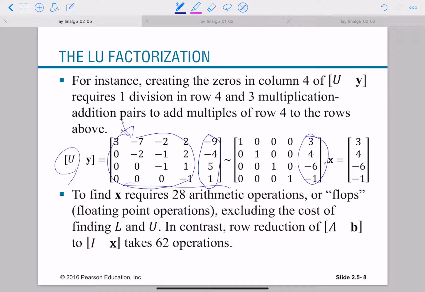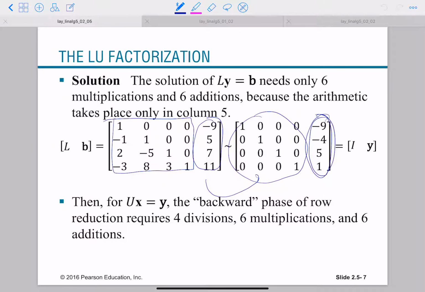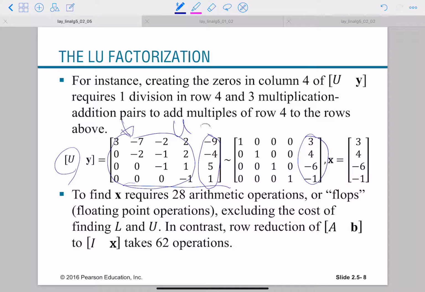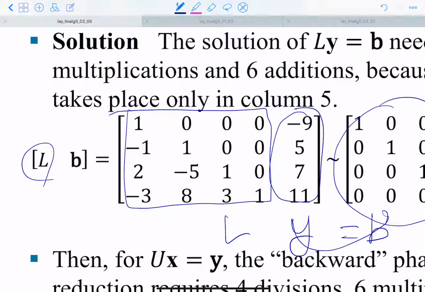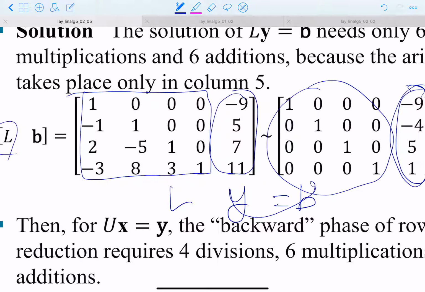So in this process, we computed the LU factorization beforehand, and then we solved 2 times Gaussian elimination, or 2 linear systems, right? LY equals B, and UX equals Y. But in this case, we have to solve two different linear systems. Computing the two different linear systems is really simple because of the structure. Because this L part is a lower triangular matrix, this is called the forward substitution.